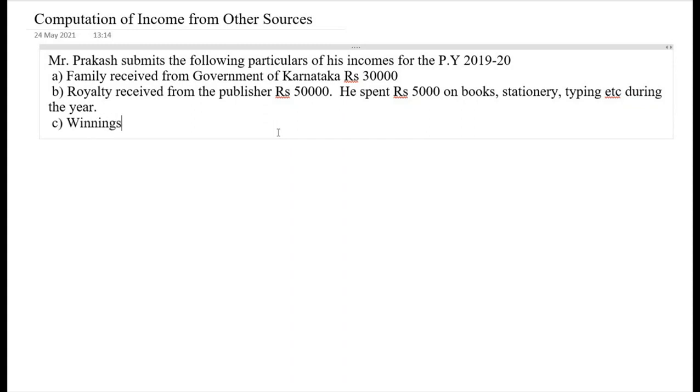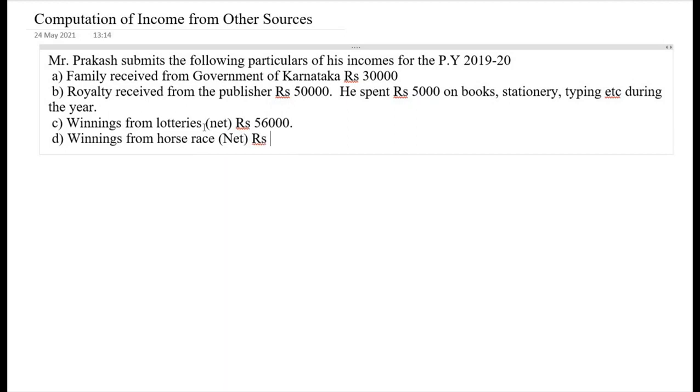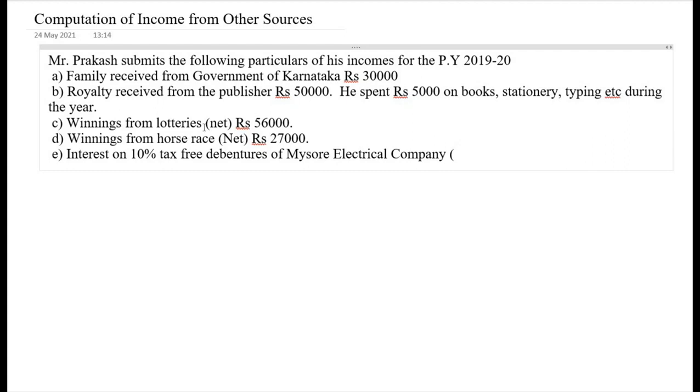Winnings from lotteries, rupees 56,000. Winnings from horse race, here this is net, rupees 27,000. Then interest on 10% tax-free debentures of Mysore Electrical Company, in the bracket listed, rupees 7,200.